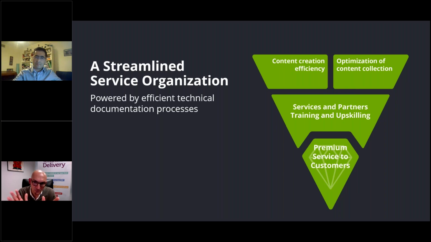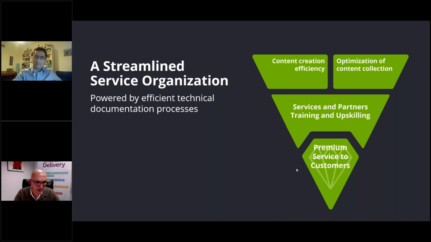So we are now in this position where we had solved for them not only internal problems of content creation efficiency with content reuse and optimizing content collection, but also letting people build on top of TechDoc, as Alex described, which was the foundation of all content, creating support material and learning material. As well, we were able to train and upskill services and partners, and treat customers as premium and make them more loyal and more satisfied. So that was really transformative to the company. That's where we ended up at some point.